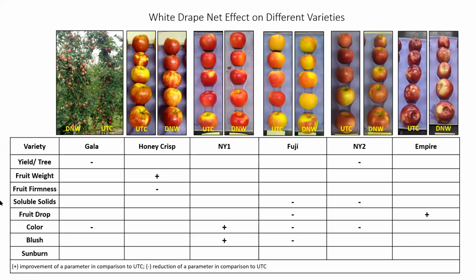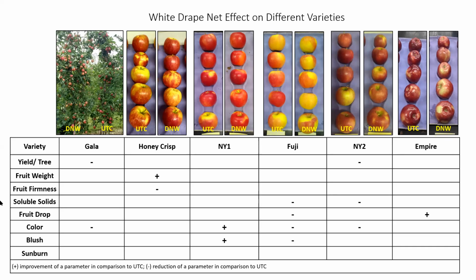In this study, we use Gala, Honeycrisp, Fuji, and Empire, and two club varieties, New York 1 and New York 2, known as Snapdragon and Ruby Frost. White drape net had a distinctive negative effect on color development of Gala, Fuji, and New York 2. It has also reduced the yield of Gala and New York 2. On the other hand, white drape net improved the fruit color of New York 1.